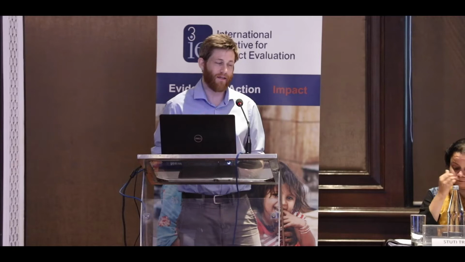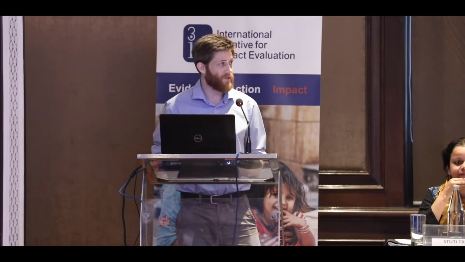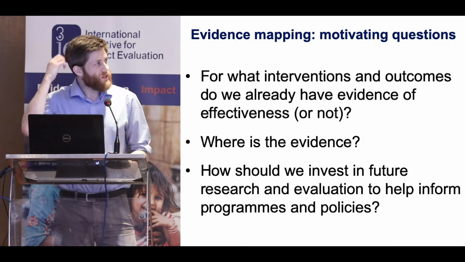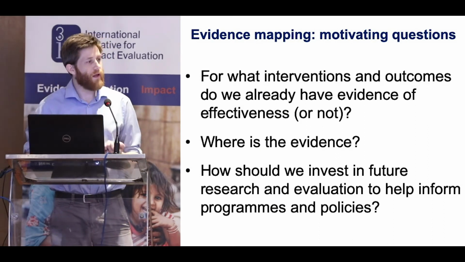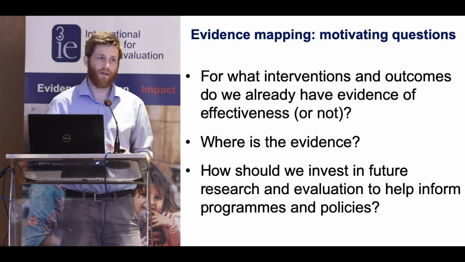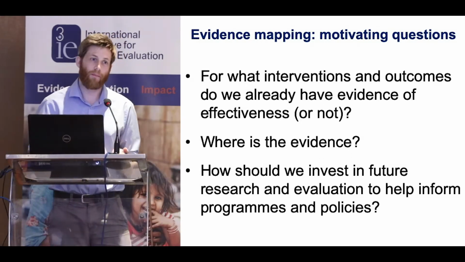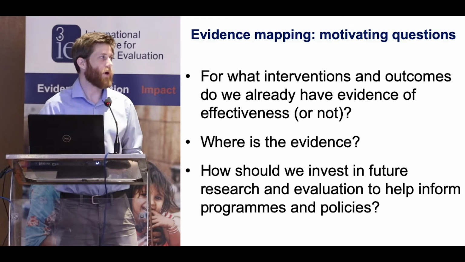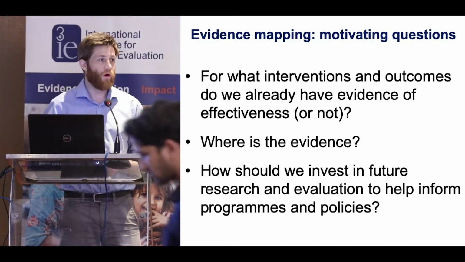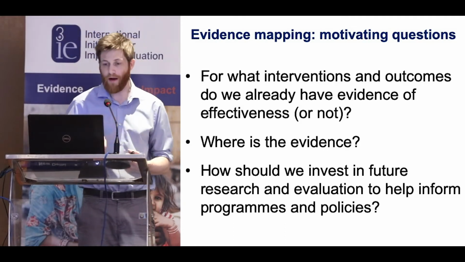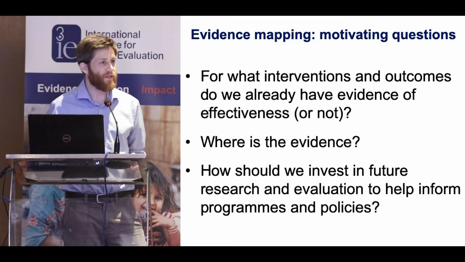the process of finalizing what we've found through doing this exercise, but I'll share the patterns that we're seeing so far. So the motivating questions behind an evidence mapping exercise is to look at, for what interventions and for what outcomes in a particular topic area or sector do we have evidence of their effectiveness? So where have there been good quality impact evaluations of how an intervention does in affecting a particular outcome? And how is that evidence distributed?